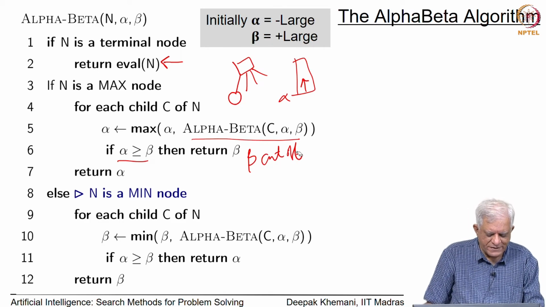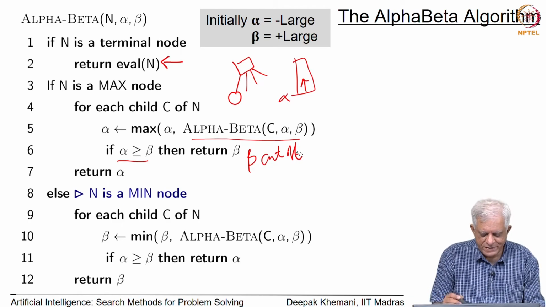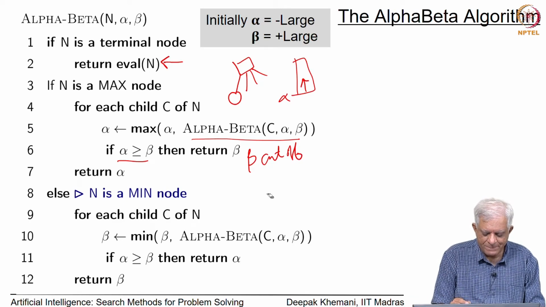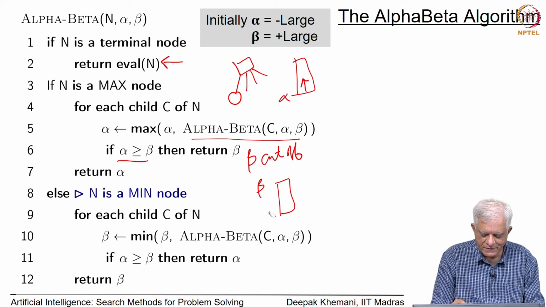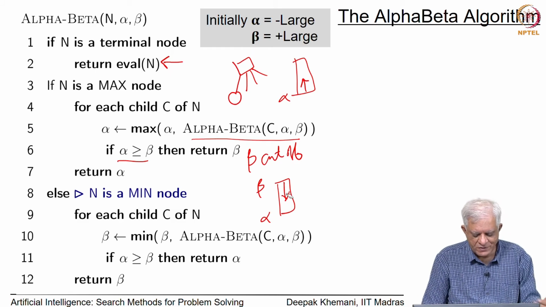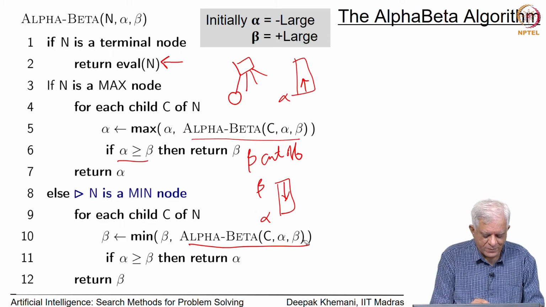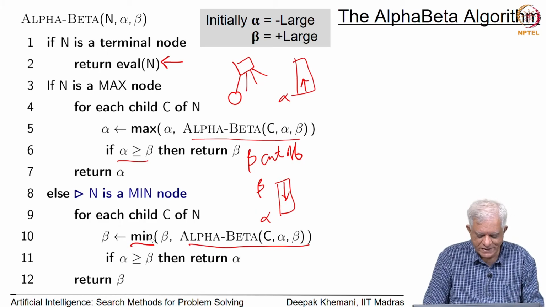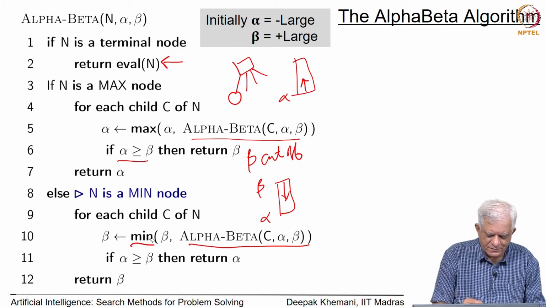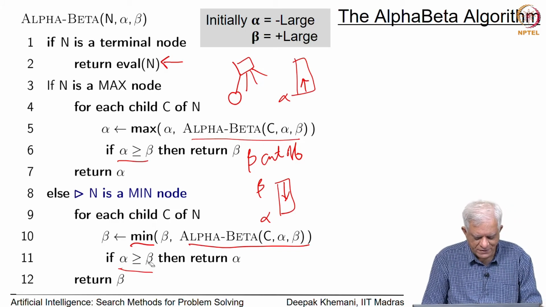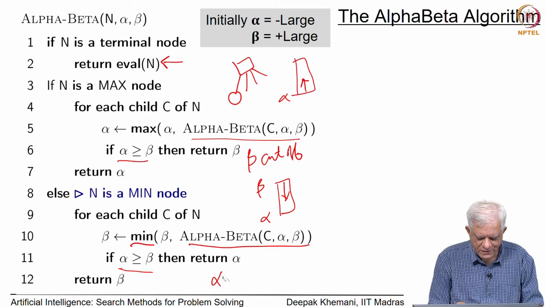The situation for min is similar. Min also has the same window, beta and alpha, and min is looking for a lower value of beta essentially. So, when you make the recursive call to the child of min, you choose the smaller of what that call returns and what you already have, and if at some point beta has gone below alpha, which means again alpha is greater than or equal to beta, then you do an alpha cutoff.